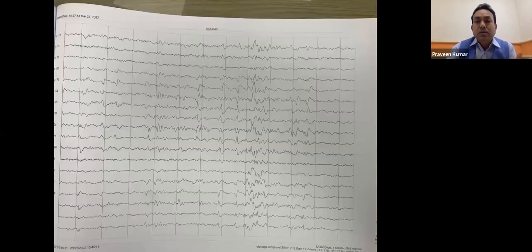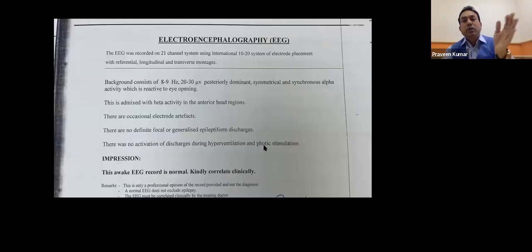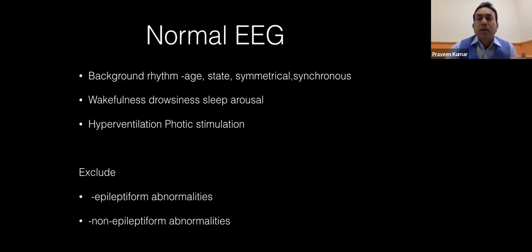Look at this small EEG graph. You can look at this part. This is 1 second. You can see maybe a couple of vertex waves here. And you get the report and the impression in that sense. So that we'll discuss.